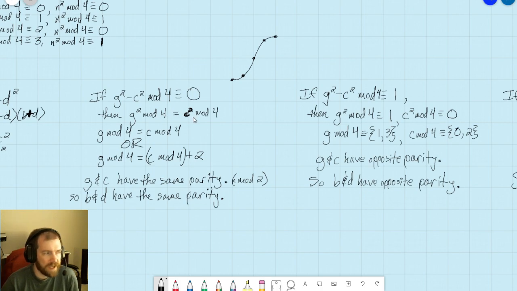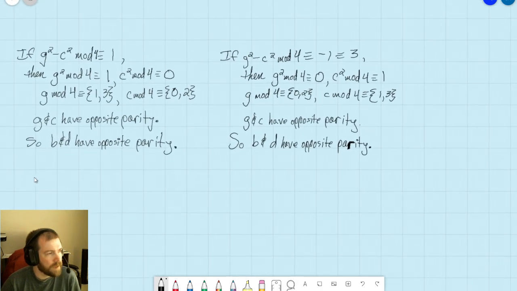It has to be the same as c squared mod 4, and so therefore either they have exactly the same modulo value mod 4, or they're off by 2, and then when you square it, they both drop to the same number. They both become 0, or potentially both become 1. So it tells us that g and c must have the same parity, and therefore b and d must also have the same parity.